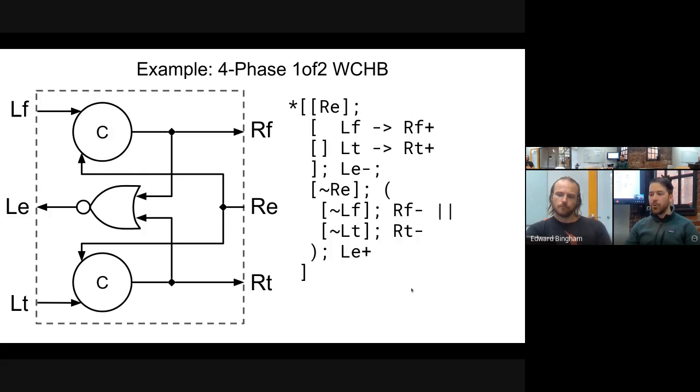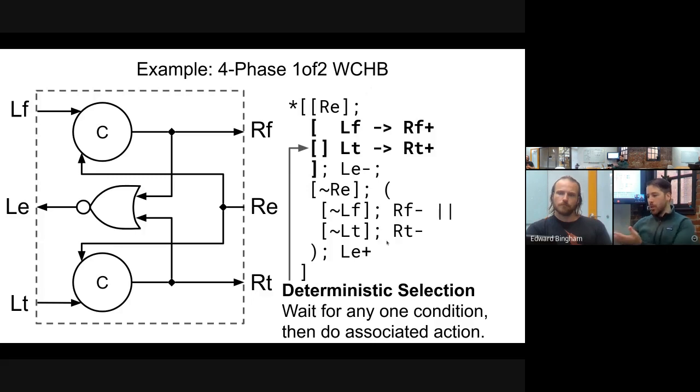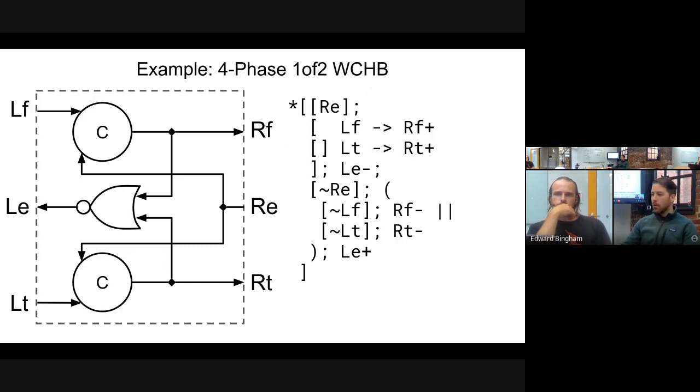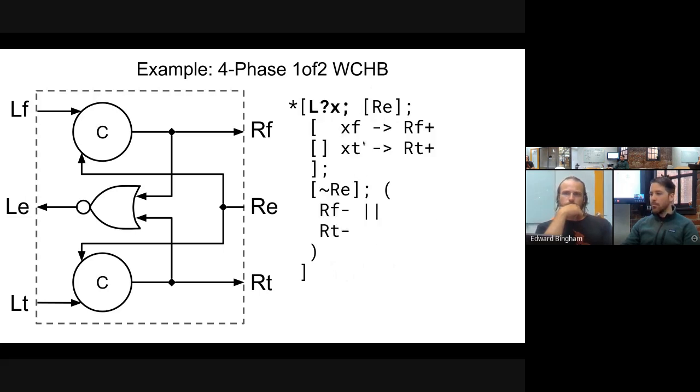And so we can factor out the operations on L and the operations on R into channel commands. So let's take a look at the operations. We talked about deterministic selection. We're waiting for any one condition to be true, and then we execute the associated action. We're going to factor out the operations on L into a channel communication action, so a receive on L. Notice here's the normal handshake that you'd see on a channel. Wait for the input request, lower the input enable, wait for the reset of the input request, raise the input enable. So we can factor that out into a receive on L into the variable X. And now wherever we read the input data, we can just use X.